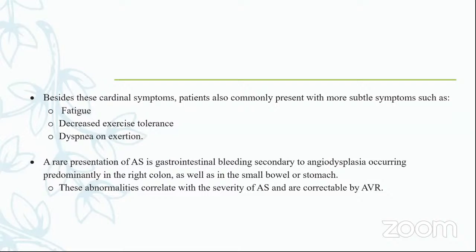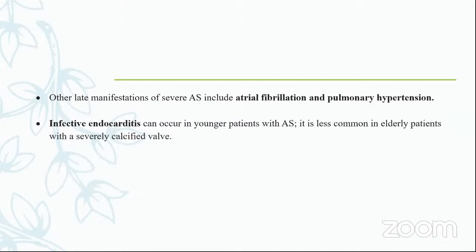Besides the cardinal symptoms, some patients will develop fatigue and decreased exercise tolerance. A rare presentation of aortic stenosis is gastrointestinal bleeding secondary to angiodysplasia, occurring predominantly in the right colon or in the small bowel or stomach. These abnormalities correlate with the severity of AS and are correctable by aortic valve replacement.